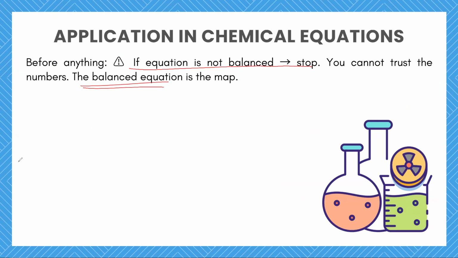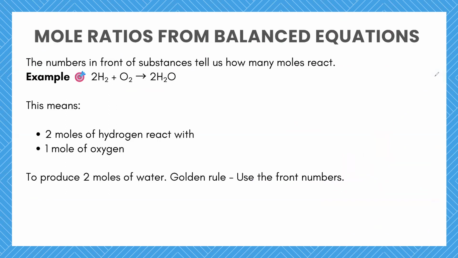So here is an example of what I'm talking about right here. You can see a chemical equation denoted on the screen right now, the equation of hydrogen reacting with oxygen to form water. The numbers in front, this number 2 here, these numbers in front, they are called coefficients. Okay? And there are things that they actually denote or symbolize. The numbers in front tell us how many moles react.